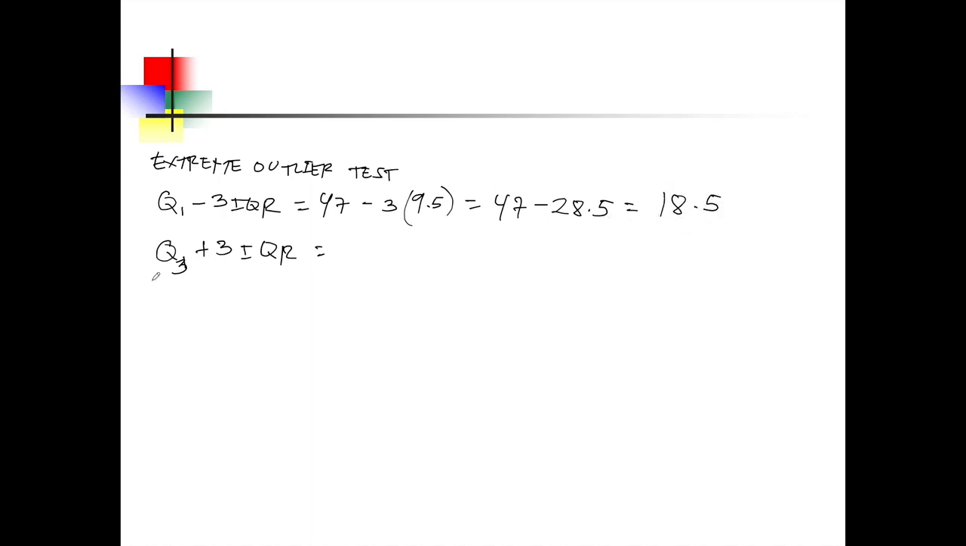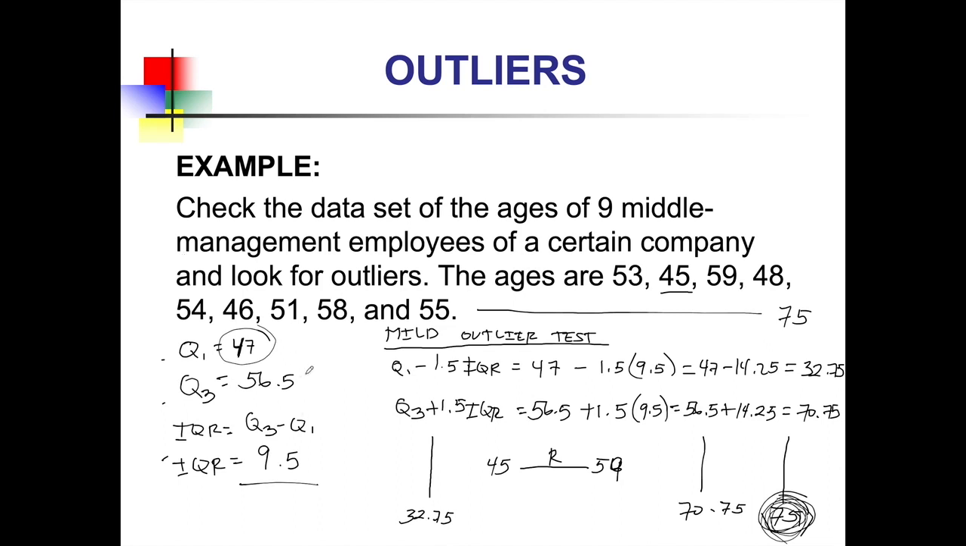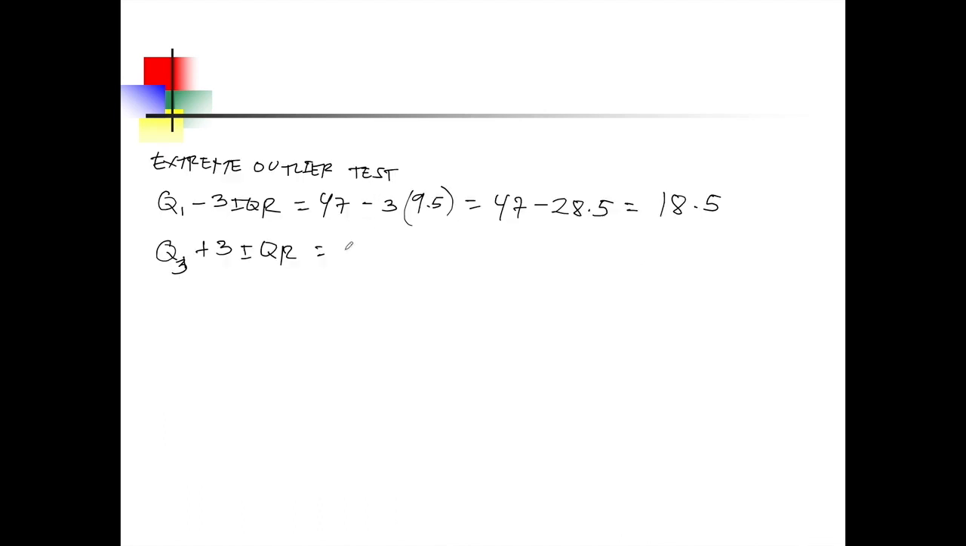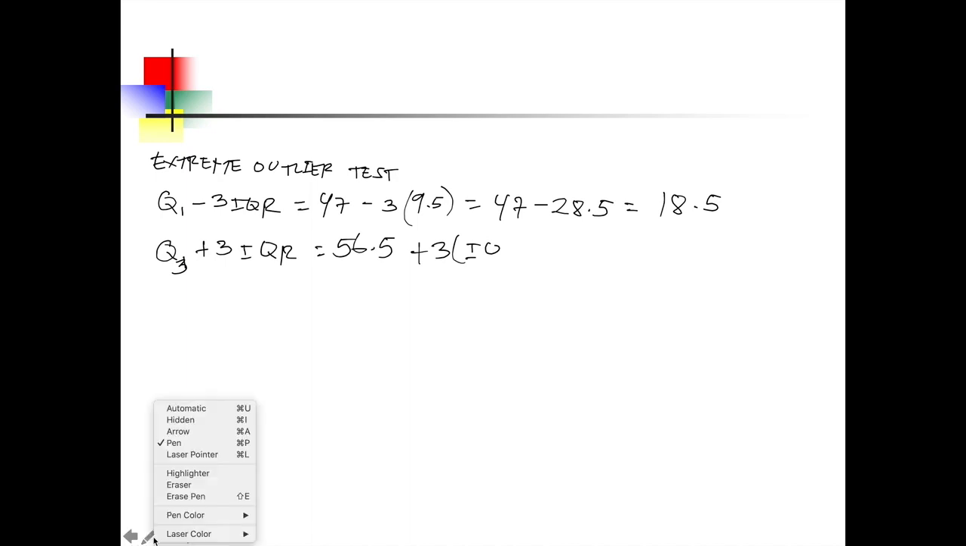Now, let's proceed with the upper limit of our extreme outlier test. For the value of Q3, we have 56.5 here. So let's have 56.5 plus 3 multiplied to our IQR, which is 9.5. Let's direct input it.